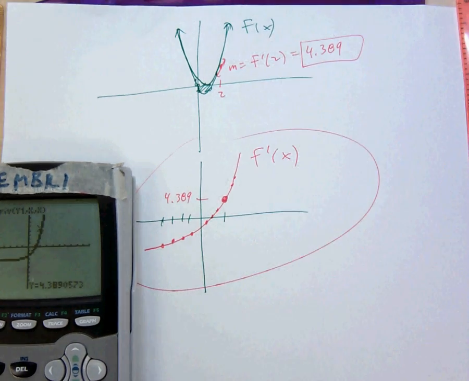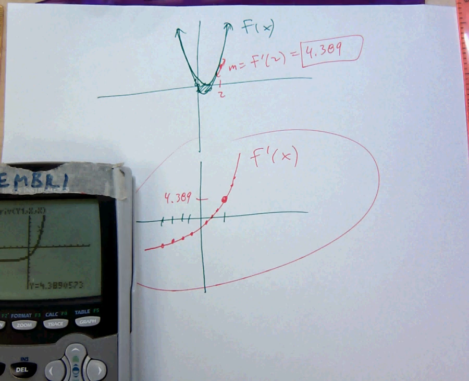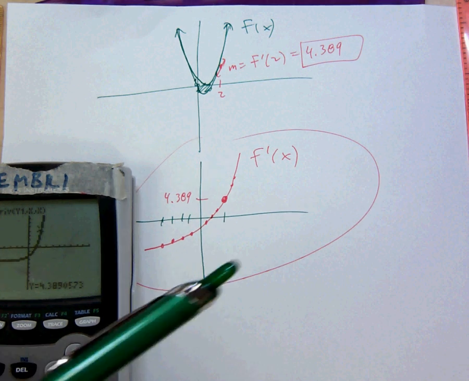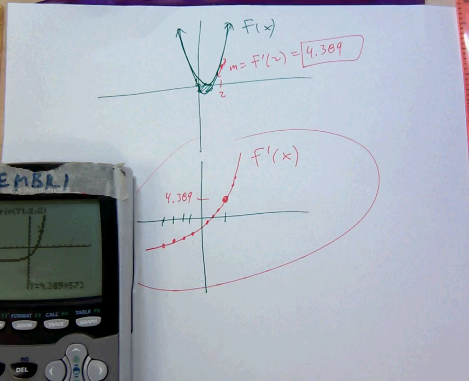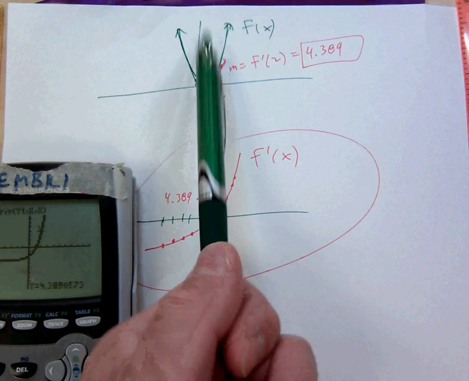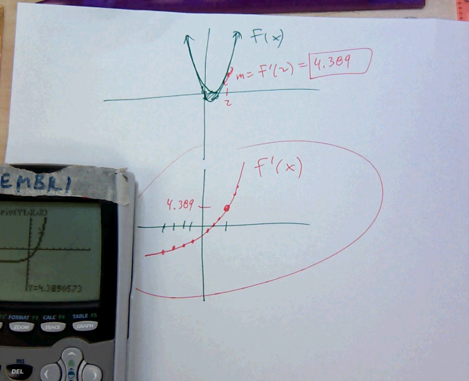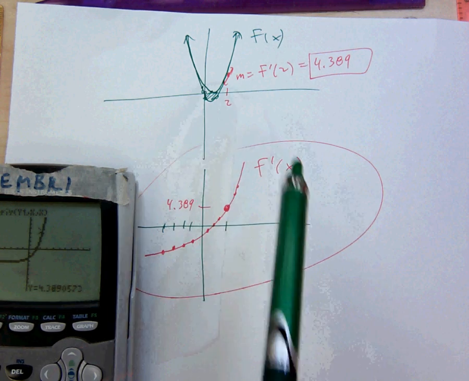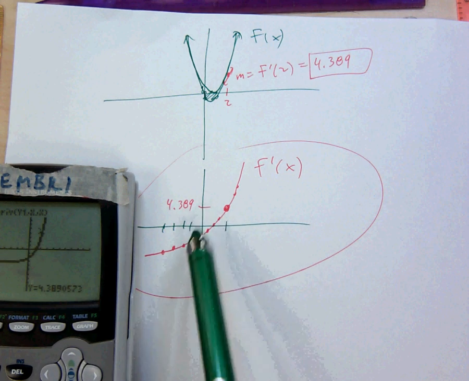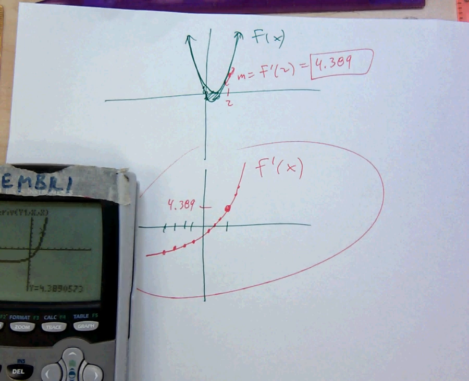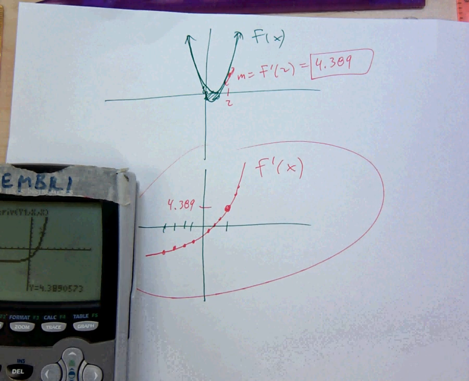Again, I can't emphasize that enough, that's how you relate the two graphs. The y values on f prime tell you the slopes on f. Got it? So there's a third way that you can find a single derivative value, by just graphing the derivative function and picking out the y values. Okay. All right. So here we go.